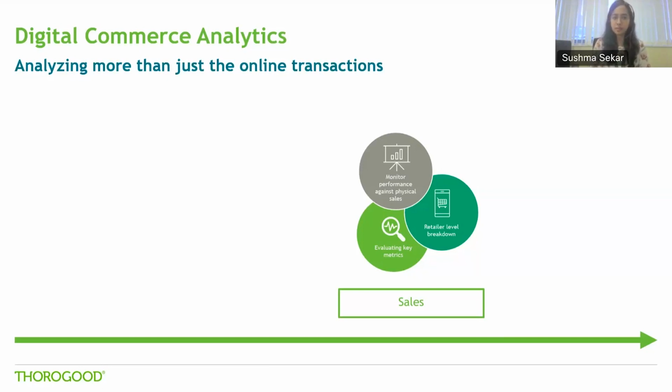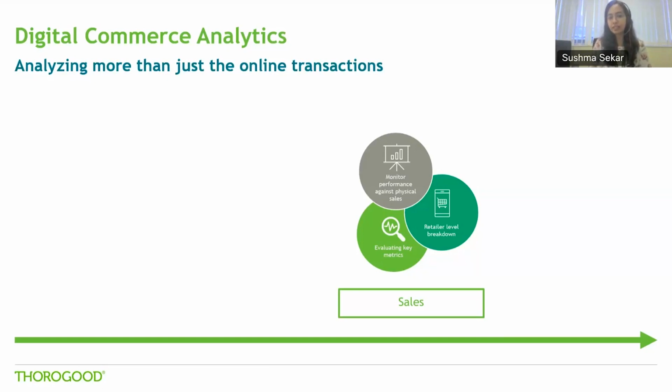Some of the things we will look at in the first part of this demo are tracking your online sales in comparison with your physical sales and total sales, evaluating key metrics that can help you analyze and understand your e-commerce data better, and breaking down your sales by retailers to understand if there are patterns you can observe.